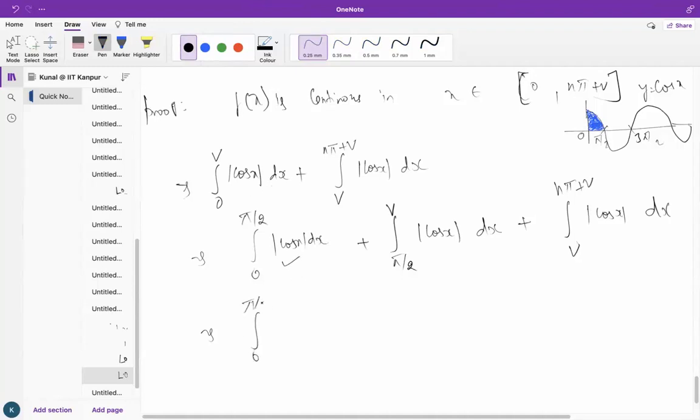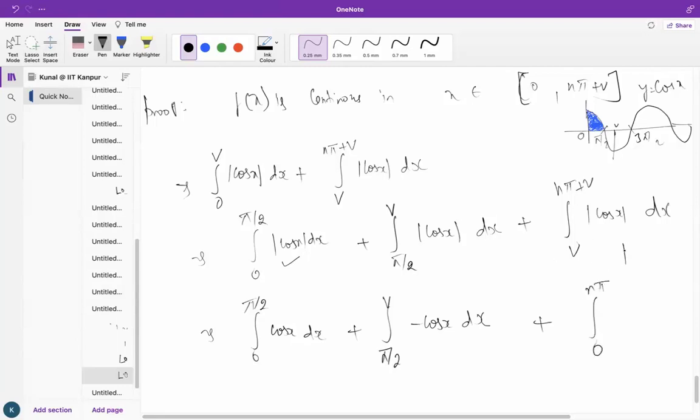So we are writing the integral from 0 to pi by 2 of cos x dx, plus pi by 2 to any region, say v, where the value is negative. So it opens with the negative sign. So pi by 2 to v of minus cos x dx, and plus 0 to n pi.